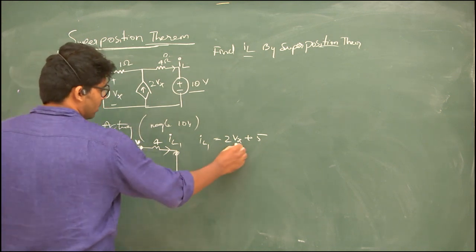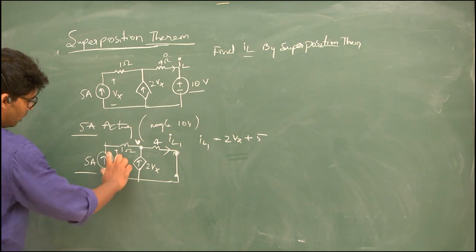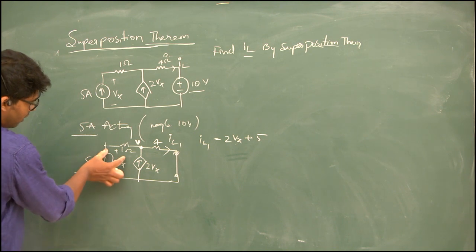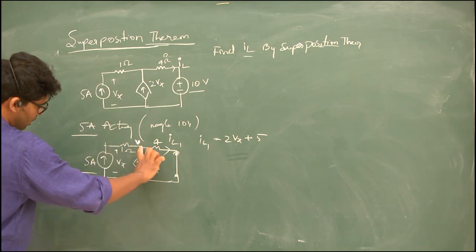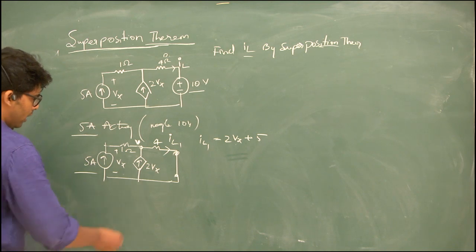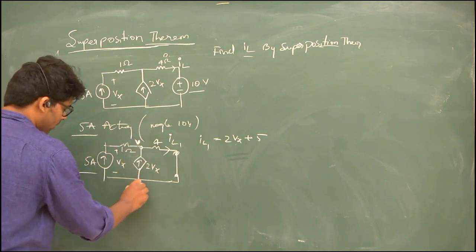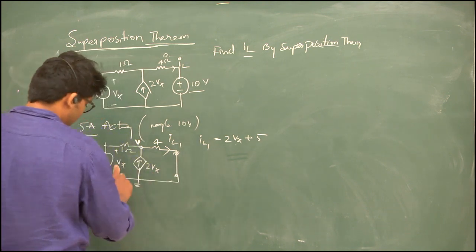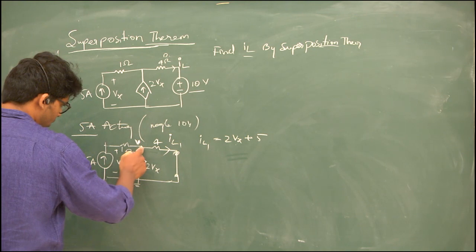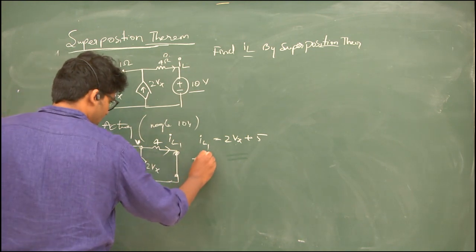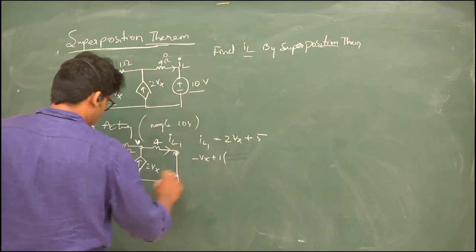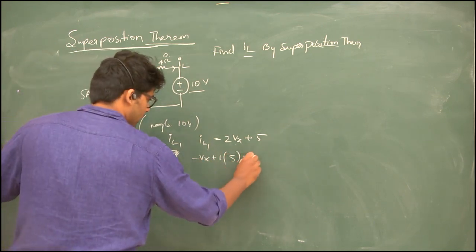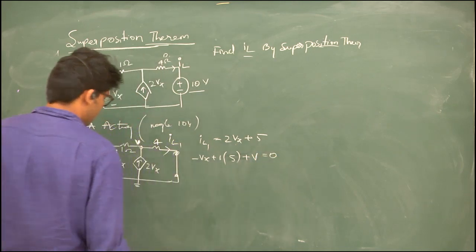Now Vx, we need Vx. Vx is the voltage across this branch, so we need to get the voltage across this branch. That is, if you find the voltage across this point and the voltage across this point, you will get it. If you take ground here, we get Vx by applying KVL from here to here, that is minus Vx plus 1 into current I flowing, so 5 plus V equal to 0.